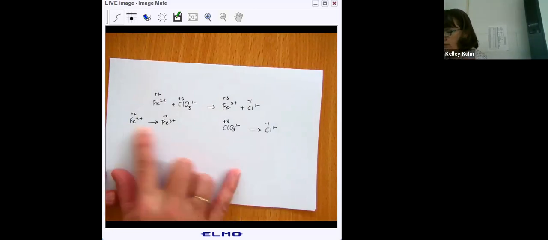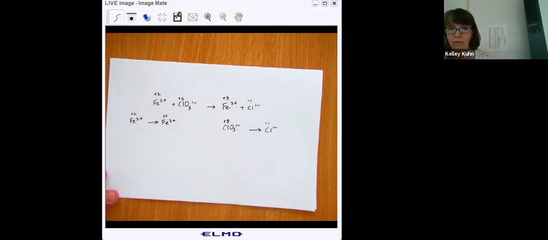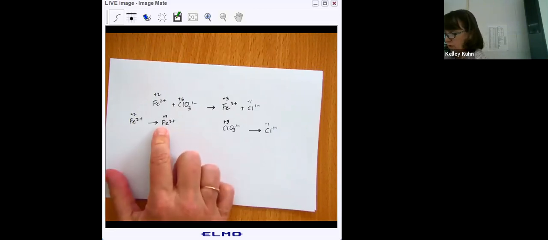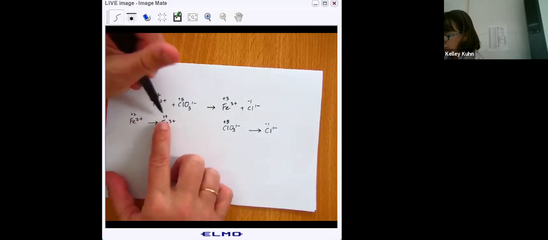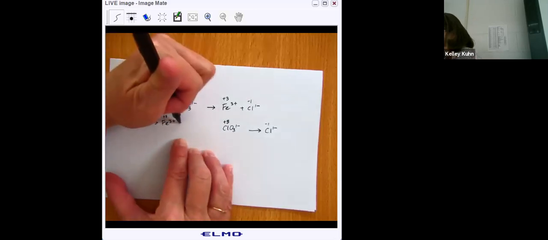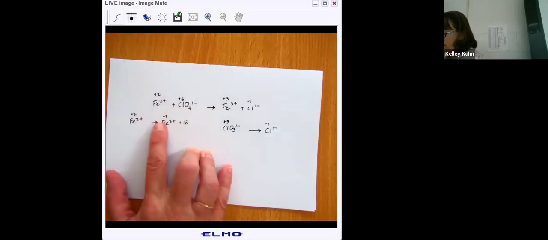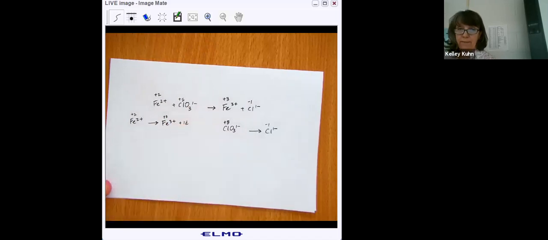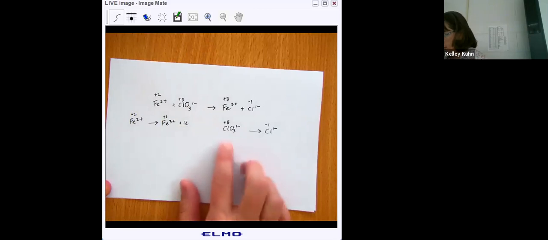So this first one is super easy to balance, right? We've got 1 iron 2+, 1 iron 3+. So think for a second, which side are we going to add the electron to? Well, in this scenario, this is +2, +3. So if I add a negative electron to this side, then +3 and -1 are +2. So now my oxidation numbers are balanced.